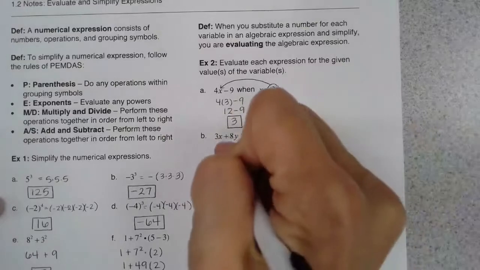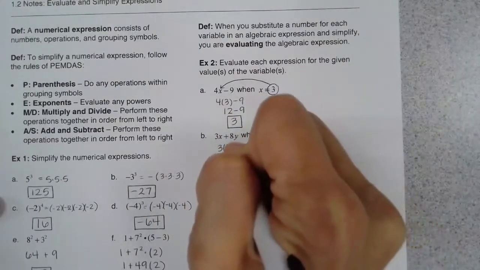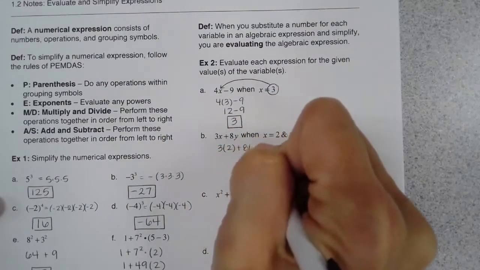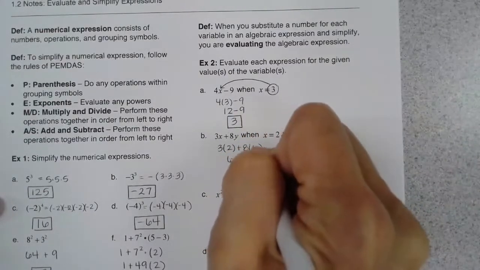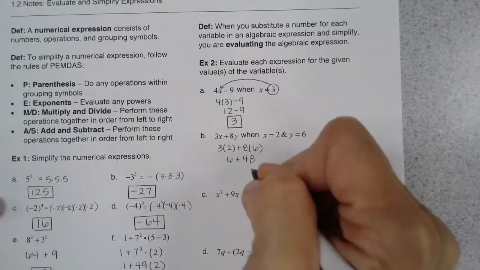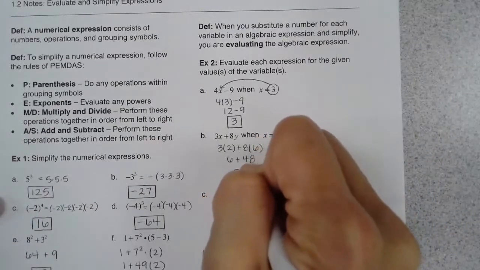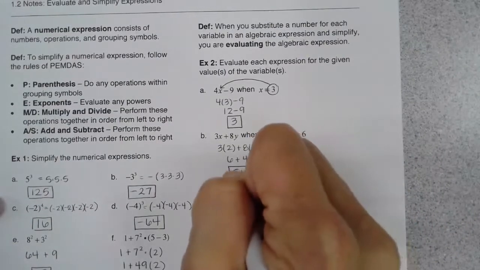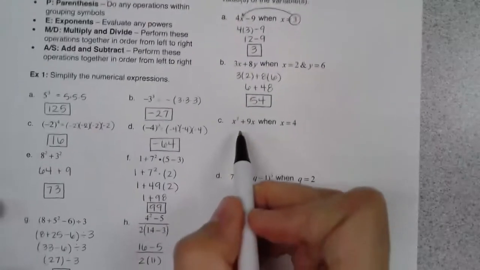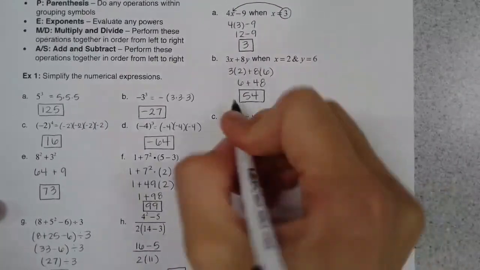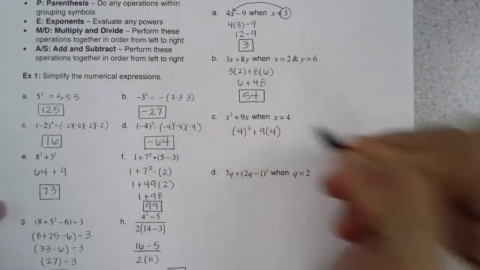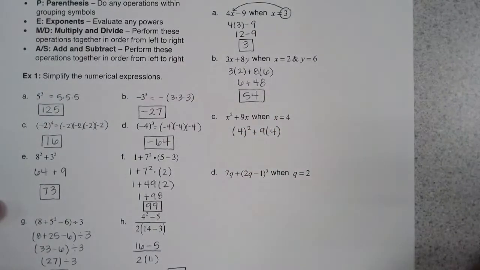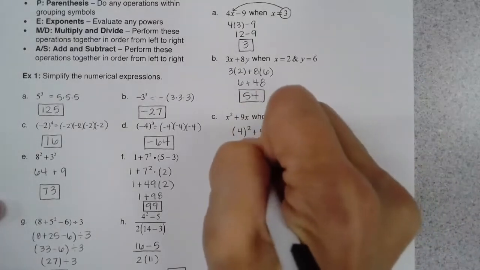Same thing on this one, there's 2 numbers to plug in. So it'll be 3 times 2, and then 8 times 6. 6 plus 48, because remember you multiply first, and then once you multiply you add together. On C, there's two places that you need to plug in the value for x. And then once it's plugged in to both places where you saw the variable, then you'll simplify from there.